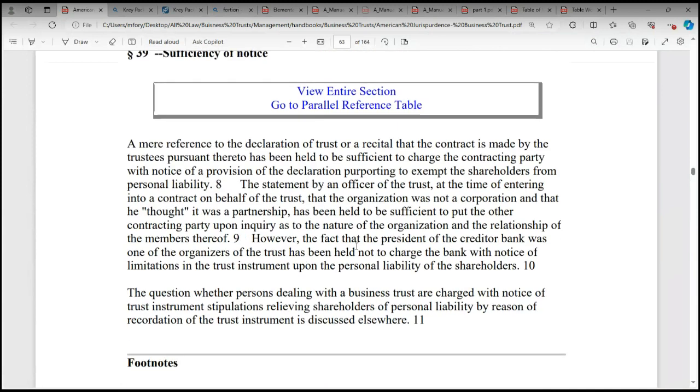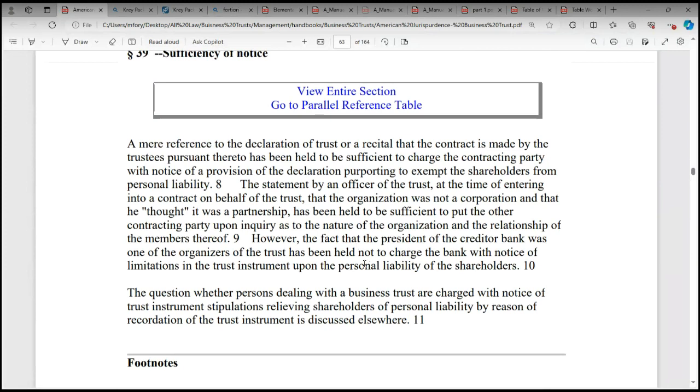Sufficiency of notice. Section 39. A mere reference to the declaration of trust or a recital that the contract is made by the trustees pursuant thereto has been held to be sufficient to charge the contracting party with notice of a provision of the declaration purporting to exempt the shareholders from personal liability. The statement by an officer of the trust at the time of entering into the contract on behalf of the trust that the organization was not a corporation and that he thought it was a partnership has been held to be sufficient to put the other contracting party upon inquiry as to the nature of the organization and the relationship of the members thereof. However, the fact that the president of the creditor bank was one of the organizers of the trust has been held not to charge the bank with notice of the limitations in the trust instrument upon the personal liability of the shareholders.